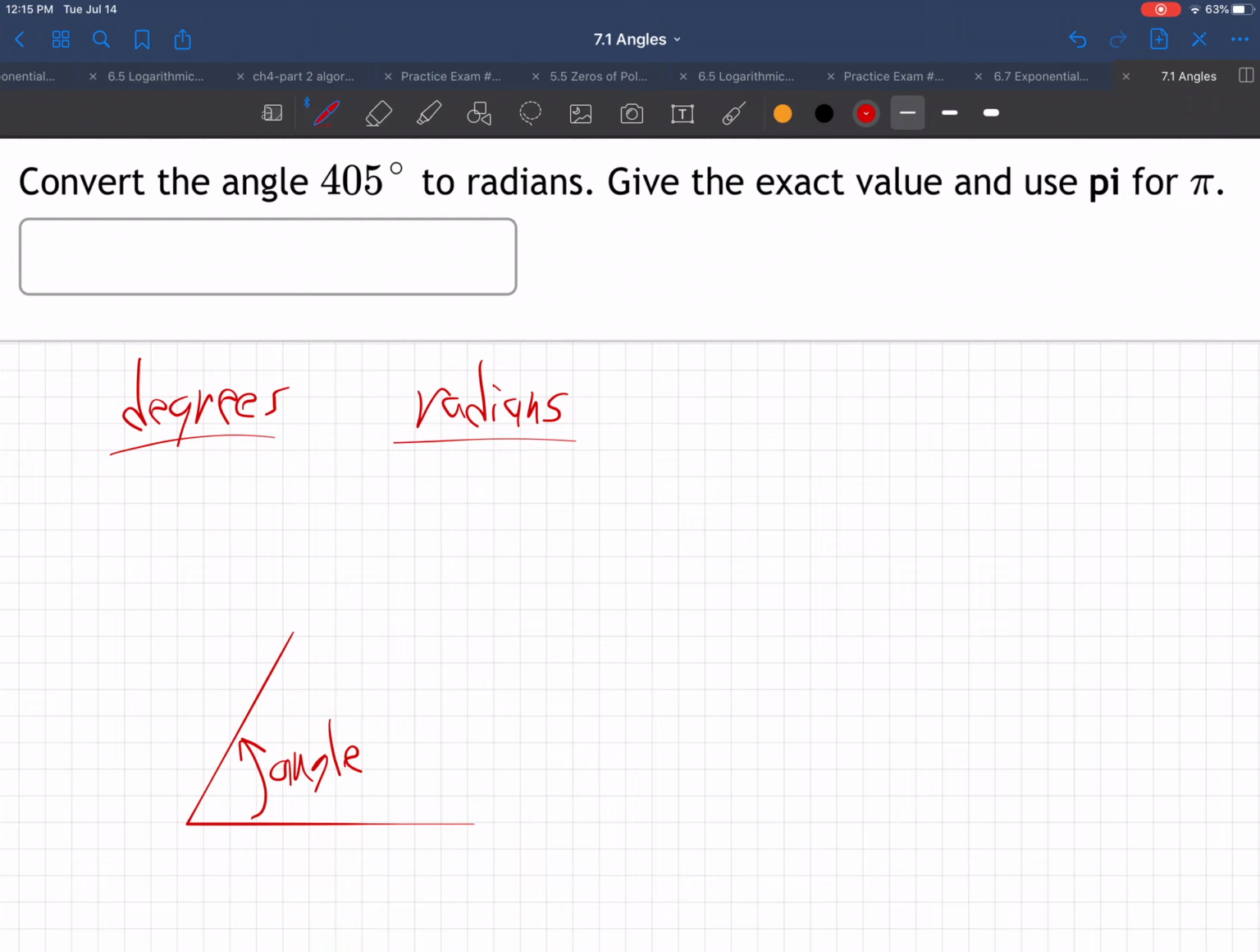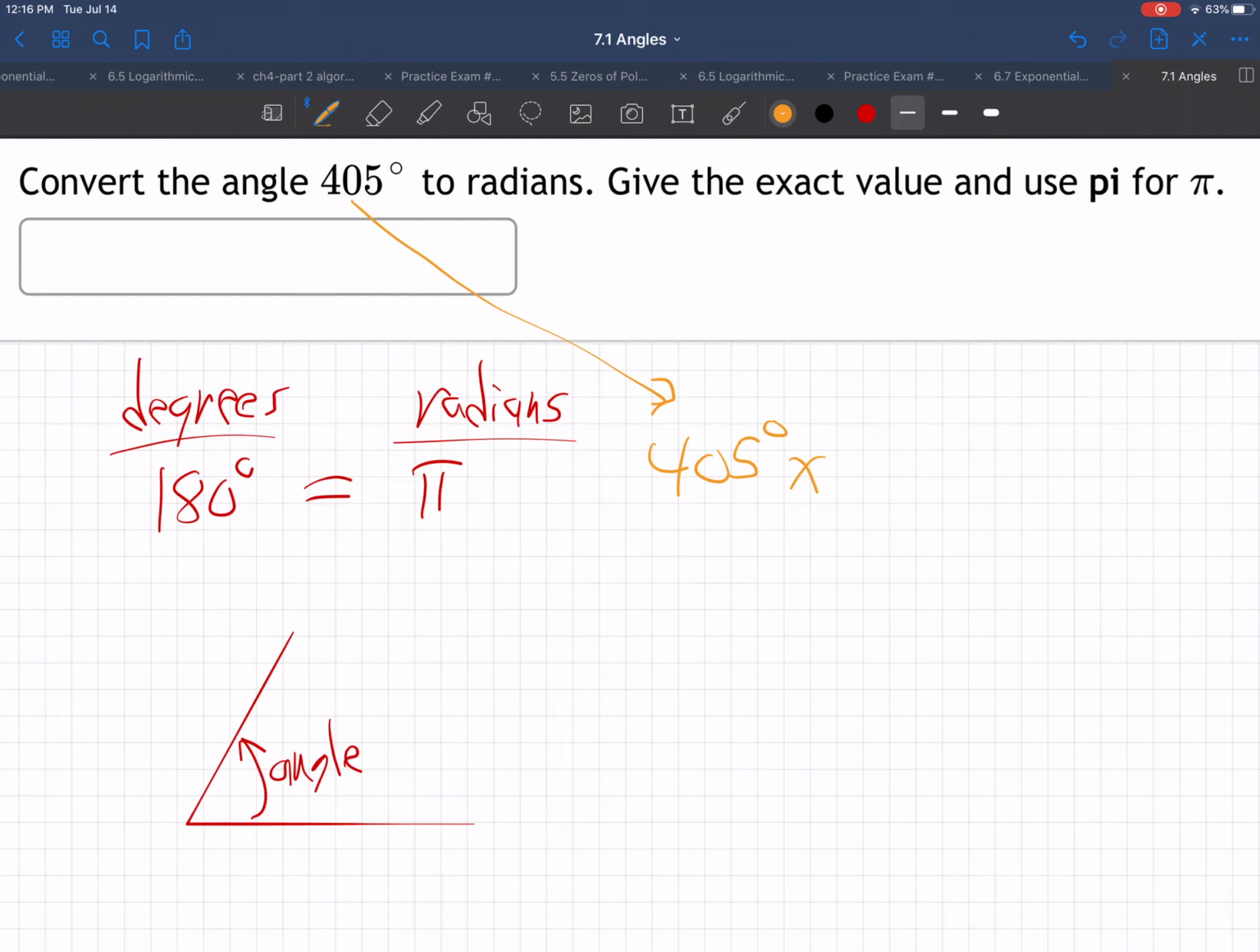The connection, the bridge between the two worlds, is 180 degrees is the same as pi radians. That's the connection. 180 degrees is the same as pi radians. That's the bridge you want to use between the two worlds. So let's get to the problem then. We have 405 degrees, and we want to change to radians.